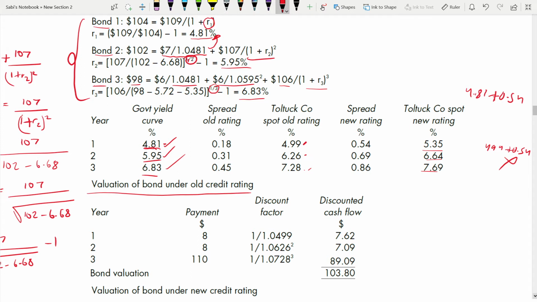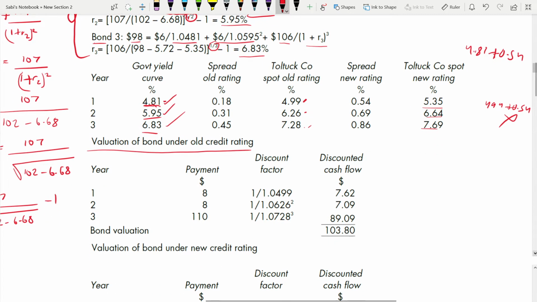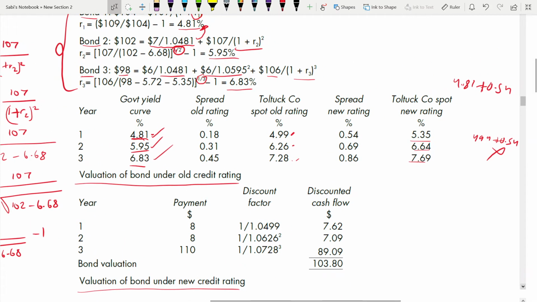When we see your answers, we have to be able to differentiate which one is the old and which one is the new, because we are valuing the bond using the two credit ratings, old and new. So you have to write a subheading. Now first we have to find for old credit rating. And this is the valuation of bond on the new credit rating. Forget about the new credit rating. I'm covering it up. Don't see the new one. Just focus on the old one.